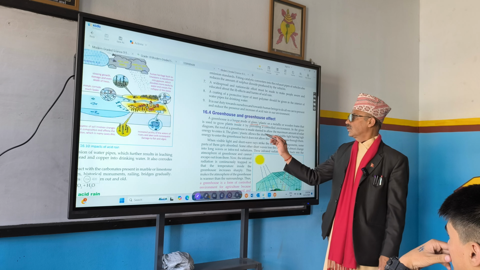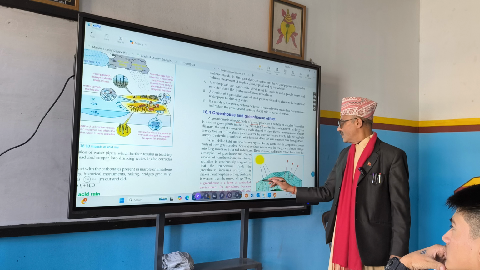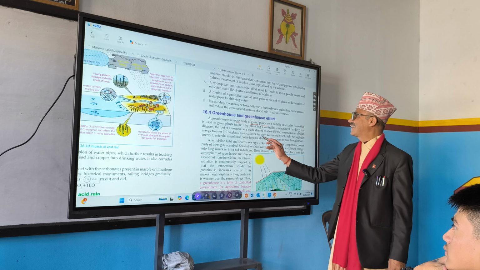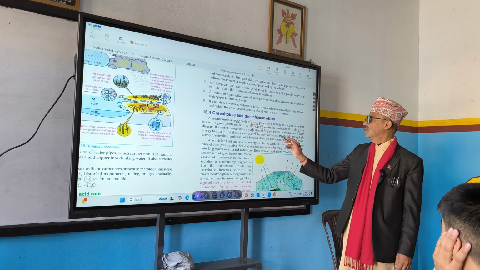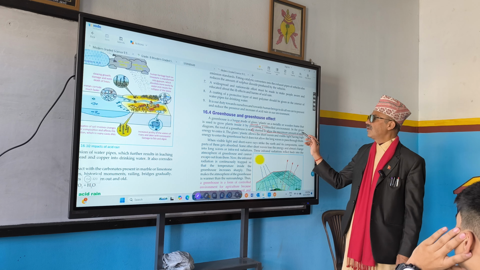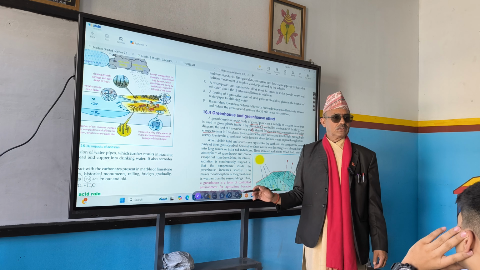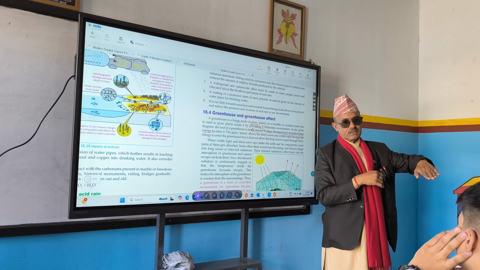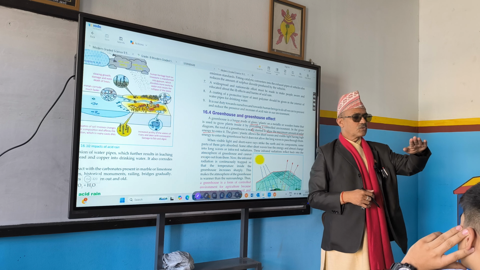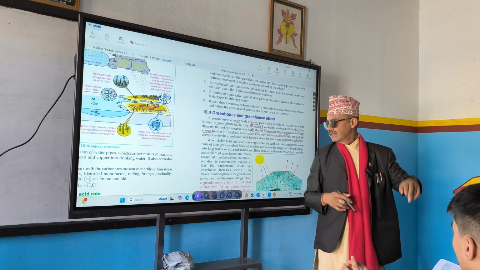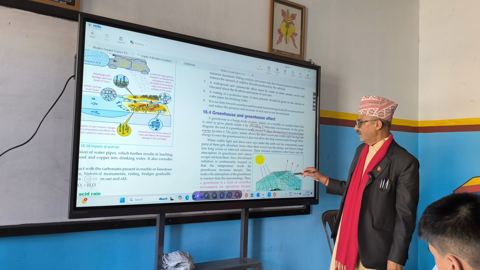Actually, the roof is made slightly slanted. Why? To allow the maximum amount of solar energy. If slanted, more solar energy enters and more heat can be trapped. If it's straight, horizontal, then less. Right?